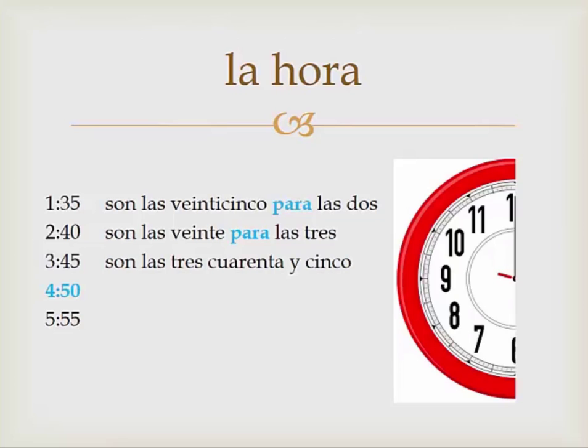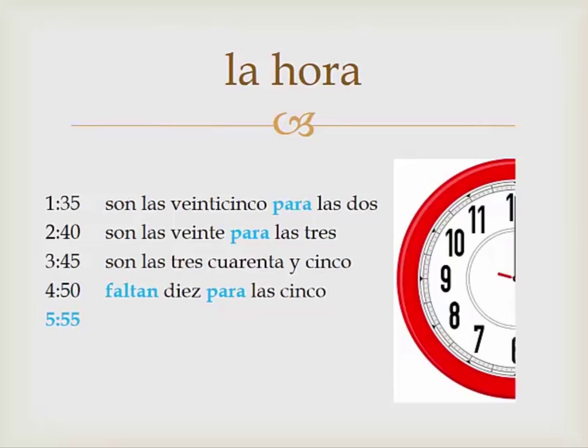Let's look at 4:50. Another way that you can say this, instead of son las 10 para las 5, you can also say faltan 10. Faltan means to lack, or they are lacking. So it's 10 minutes lacking. Faltan 10. And you can say that if you already know that it's close to 5 o'clock. But if you want to be more clear, you can say faltan 10 para las 5. It's 10 till 5.